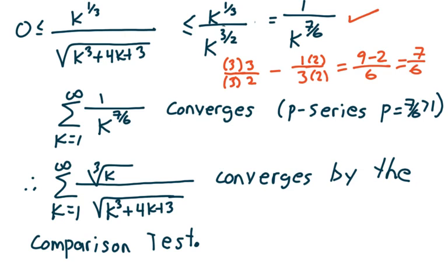So the summation from k equal 1 to infinity of the cube root of k divided by the square root of k cubed plus 4k plus 3 will converge by the comparison test. And that'll do it for this video. This is a video on the comparison test where we did 5 examples. Thank you.